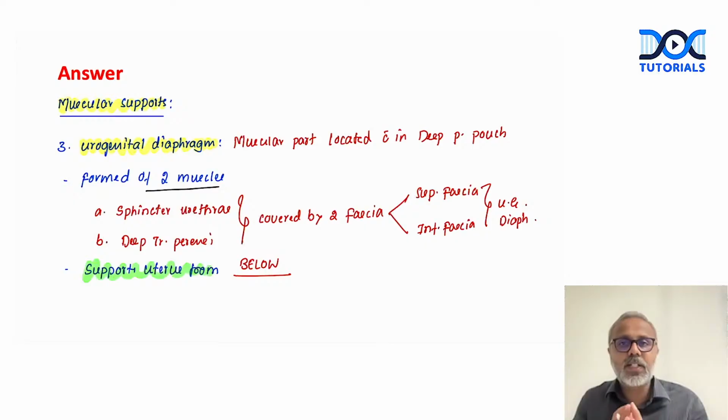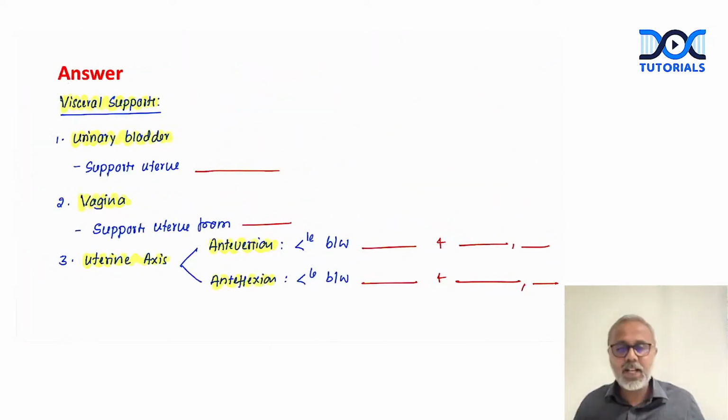How each structure supports the uterus, you have to quote. Done. So this is how you write about the muscular support, and that is the urogenital diaphragm. Are we clear? Done. Then once we are done with the muscular supports, go to the visceral supports, right?